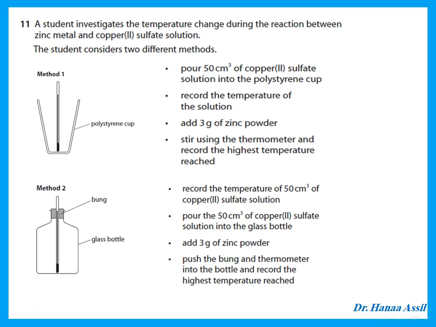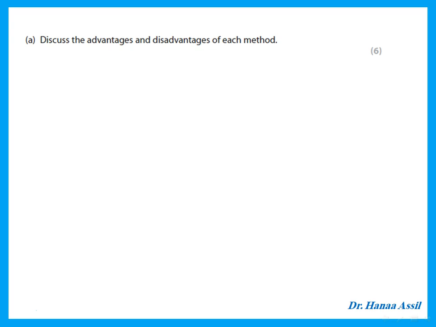In the second method, he did not use a polystyrene cup, he used a glass bottle, but he closed it with a bung. So record the temperature of the copper sulfate, pour the copper sulfate into a glass bottle, add the zinc powder, push the bung and thermometer into the bottle and record the highest temperature. So notice that here he's not stirring the solution. So he's saying discuss the advantages and disadvantages of each method.